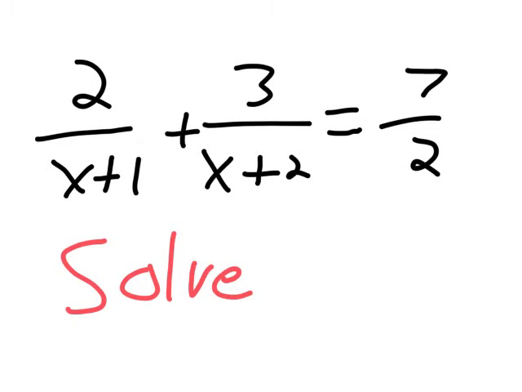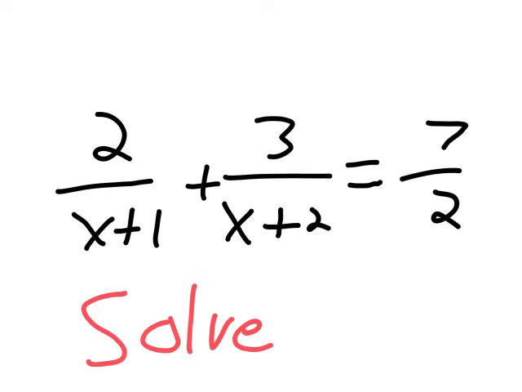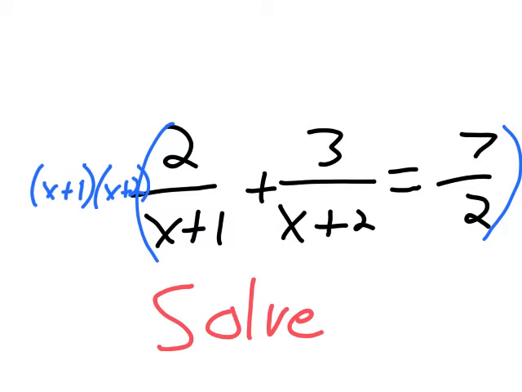So if you need to solve this equation, keep in mind that you don't want variables in the denominator when you try to solve. If we're going to get x by itself, it certainly can't be in the bottom of a fraction. So here's the best way to get rid of that. We're going to multiply everything by (x + 1) times (x + 2).